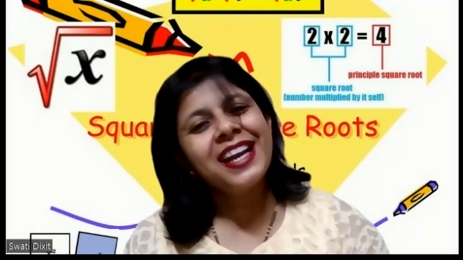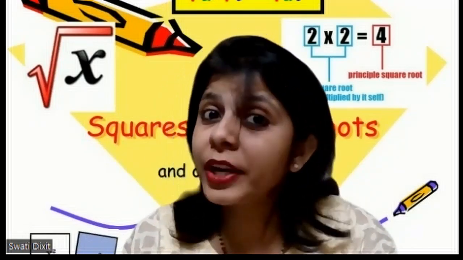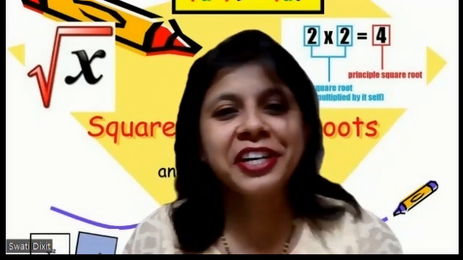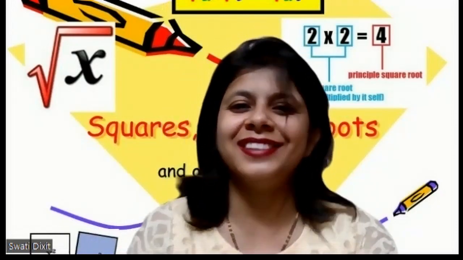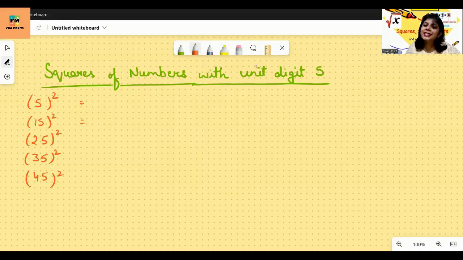Let's start and see how we can find the squares of different numbers with a very easy trick. So let's start with type 1. How can we find the squares of a number which has a unit digit of 5?